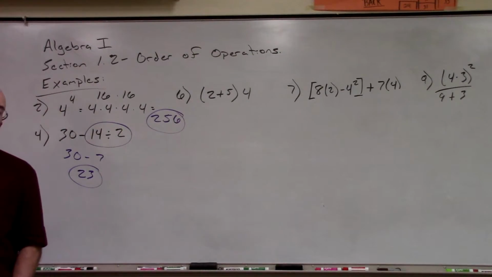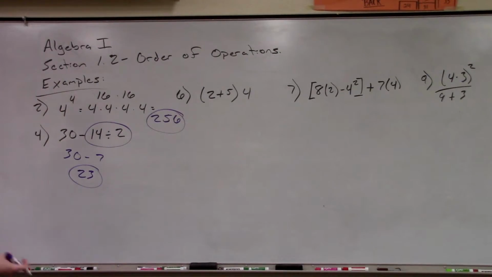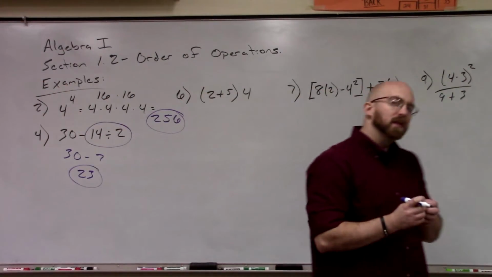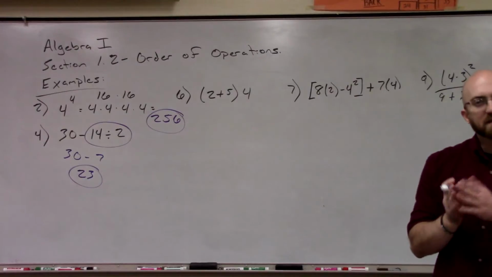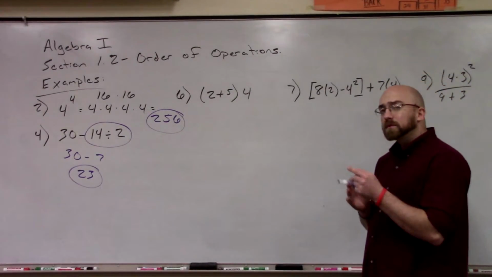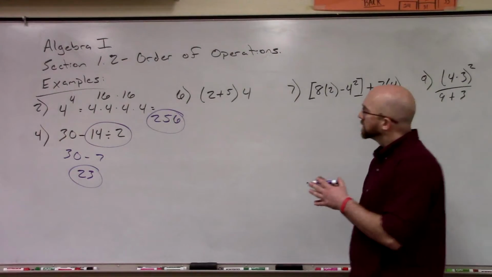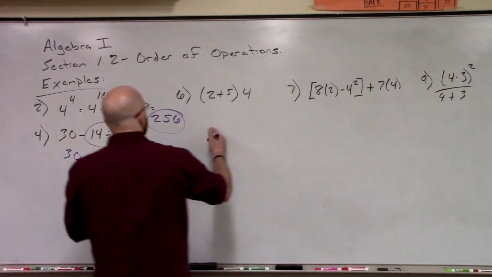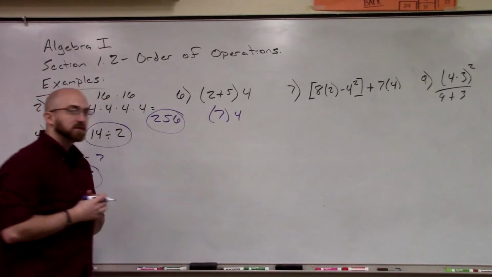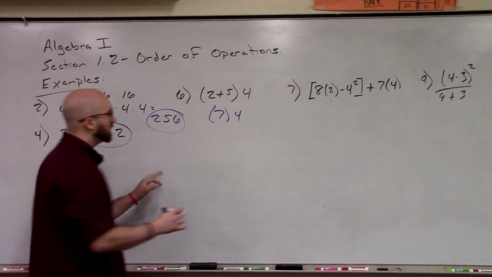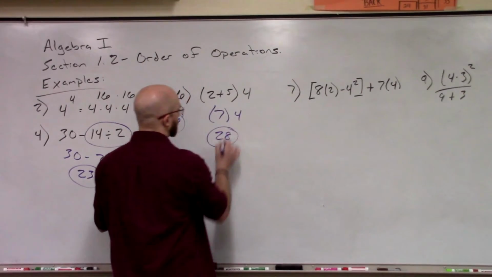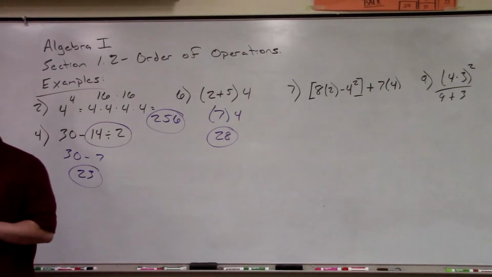Now, number 6 is parentheses 2 plus 5, times 4. The 4 on the outside of the parentheses means multiplication. We need to do step 1, which is inside the parentheses first. So 2 plus 5 is 7, times 4. 7 times 4 is 28. So that's what we get there.